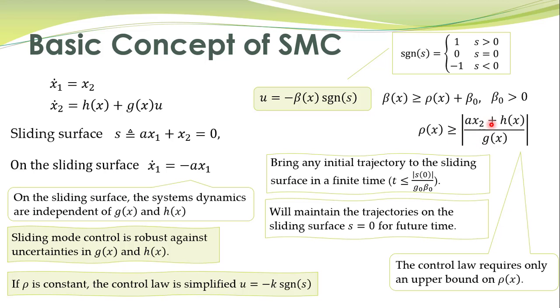This upper bound on these nonlinearities, we have taken as rho of x. This upper bound can even be some constant, and if rho of x is constant, then this beta of x will be a constant, and this control action will be even further simplified, and you can have a very simple controller. You can simply implement this controller by a simple relay on-off controller. This is nothing but an on-off controller. So the implementation of this sliding mode control is very simple.